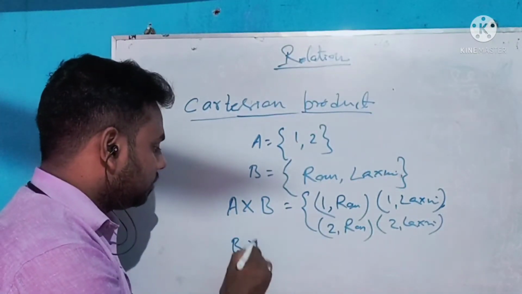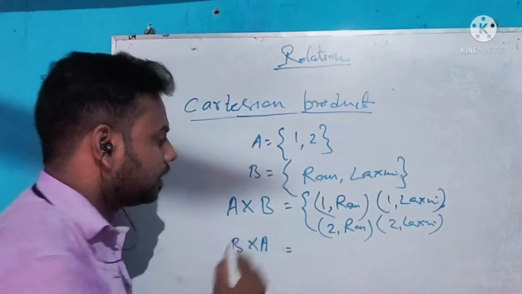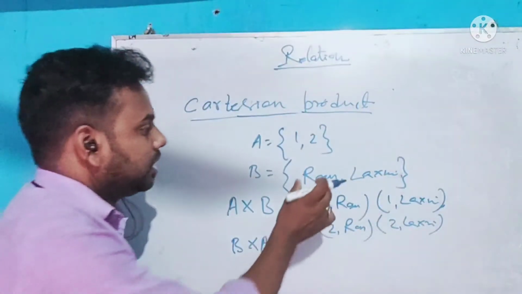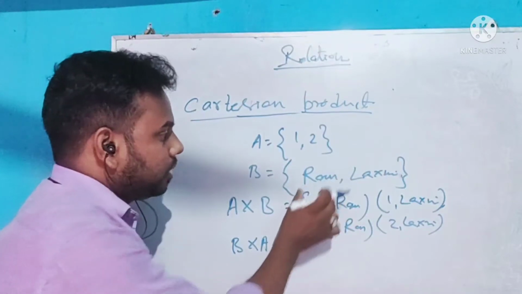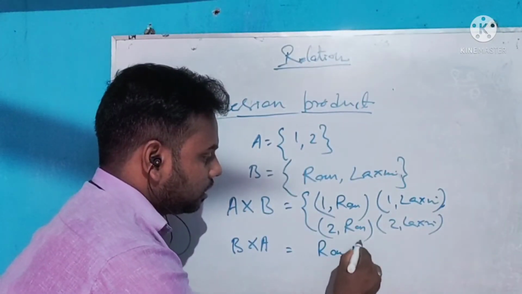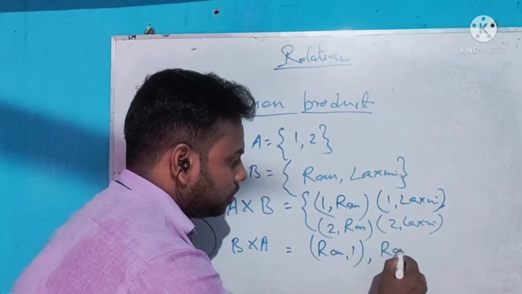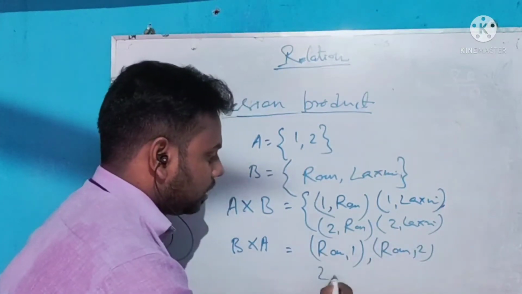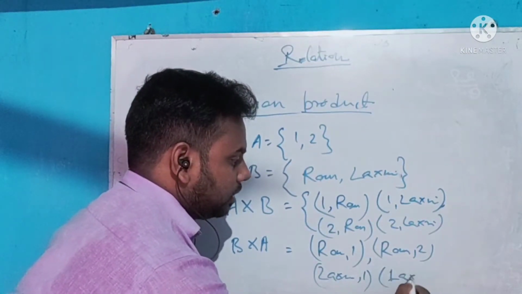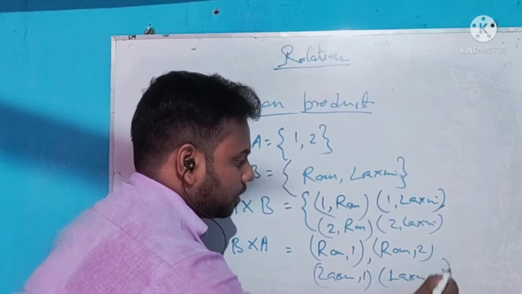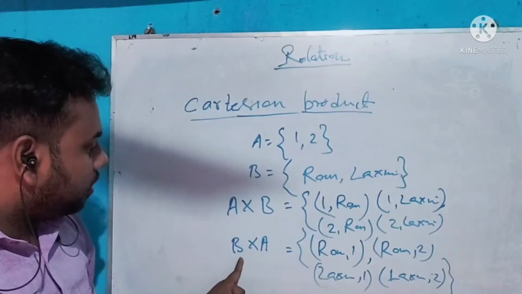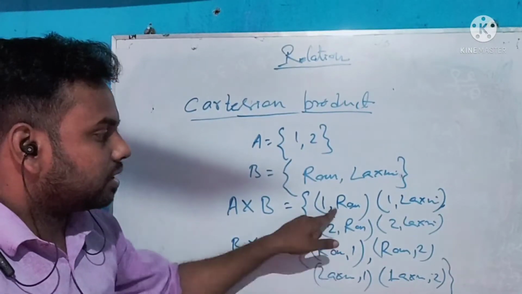Similarly, if we find B cross A, what will we get? Here B is the first set and A is the second set, so you have to multiply B into A. So we make the ordered pairs (Ram, 1), similarly (Ram, 2), and also (Lakshmi, 1) and (Lakshmi, 2). So if you see, the ordered pairs of A cross B and B cross A are not the same.